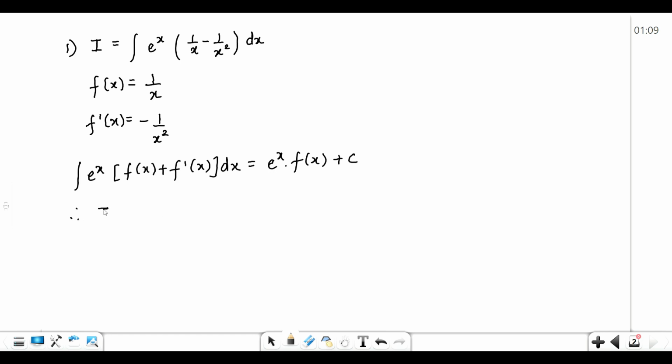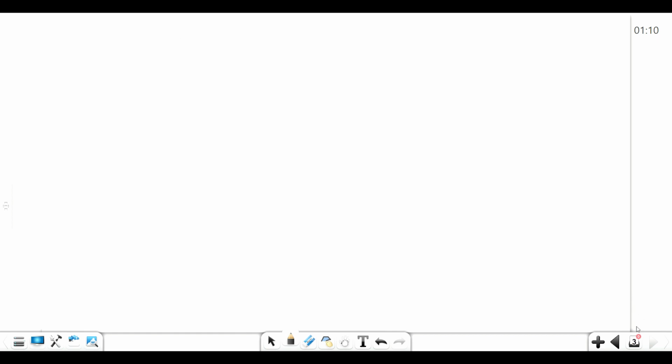So in that case, I will be equal to e raised to x, and what is your f of x? Your f of x is 1 upon x. So this will be 1 upon x plus c. See how simple it is. It is just that you know the property and you have to apply it. That's it. Okay, so this is the simple problem. Let's take a little more complicated one.